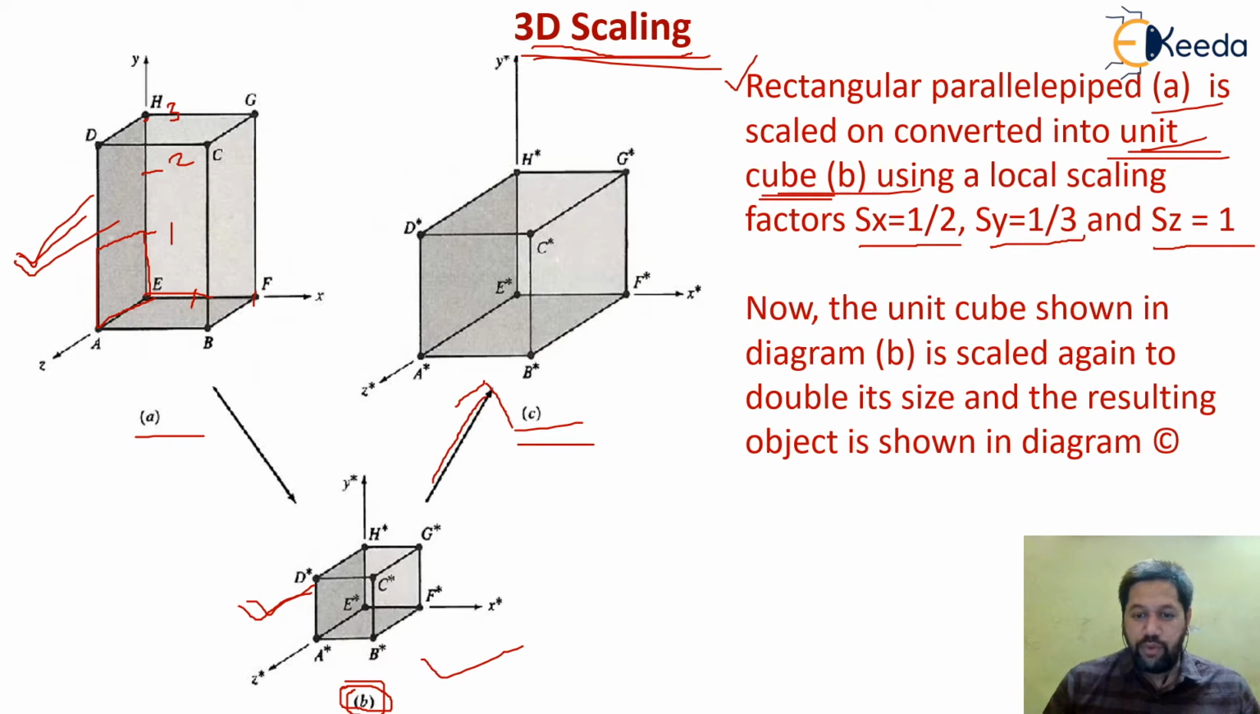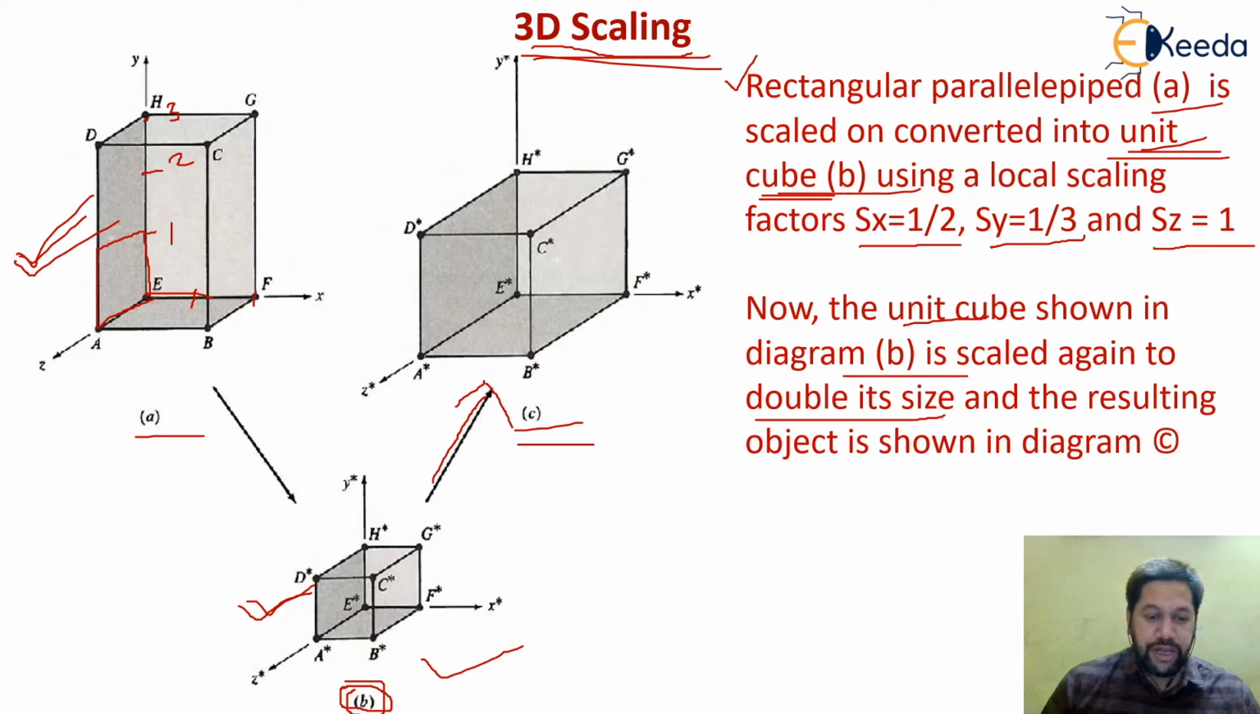Now, the unit cube shown in diagram B is scaled again to double the size of the object. I want to double its size, and the resulting diagram is shown over here. Doubling the size of the object may be considered as overall scaling, because in all x, y, and z directions I want to double the size.